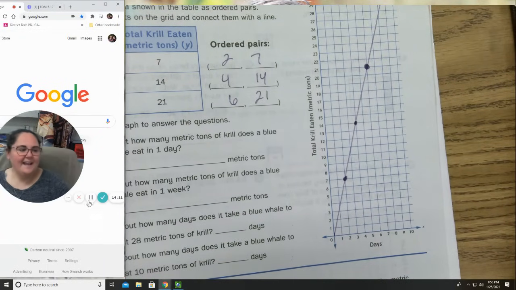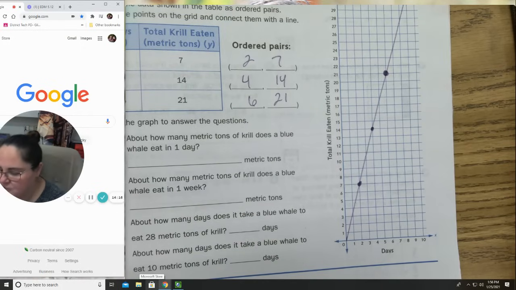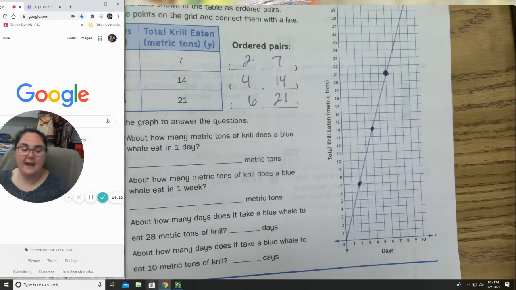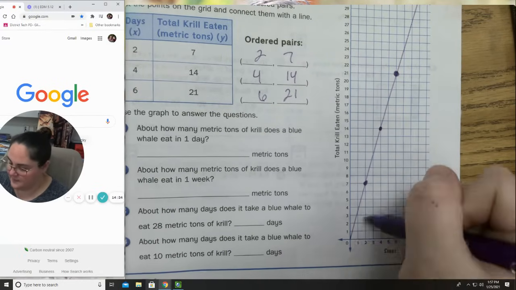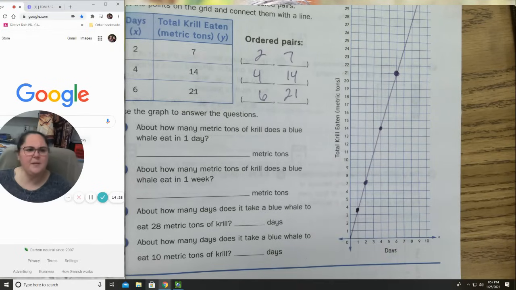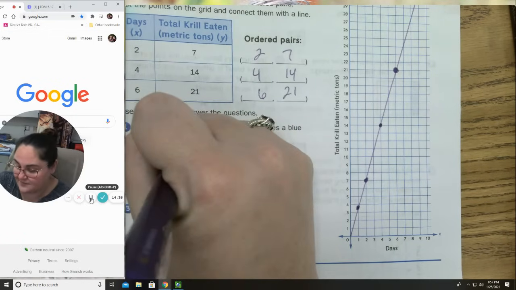All right. Now, we're going to use this to help answer some questions. Number 1 says, about how many metric tons of krill does a blue whale eat in one day? So I'm going to go over to 1, and I'm going to go right here. It hits right here. About how many metric tons is that? It's not a whole number. All right, your answer should have been about 3.5.